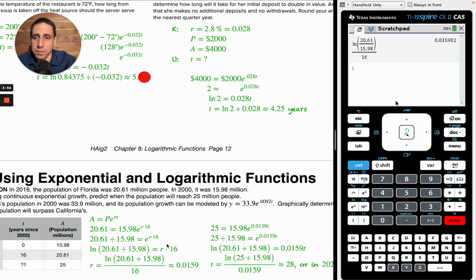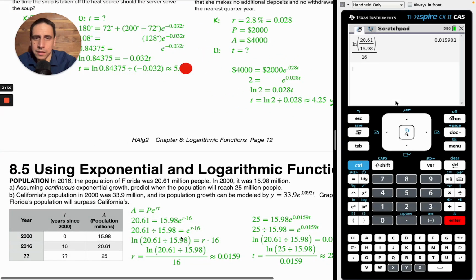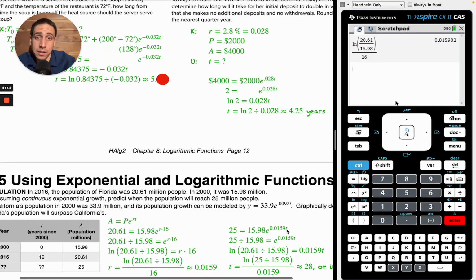Okay, so now that we know what the R is, we can use it to make a prediction. And so this is still part A. We're going to find now this unknown population, this unknown year. Well, we do know that eventually we want to get up to 25 million, and we're starting at 15.98 million. With this, now that we know the rate, we can put it in here and solve for t. Dividing both sides by 15.98 to undo the multiplication.